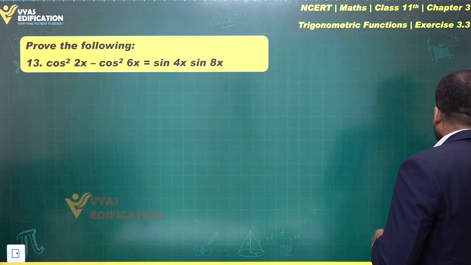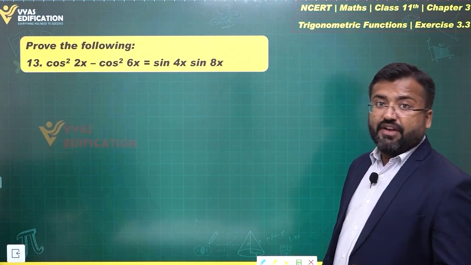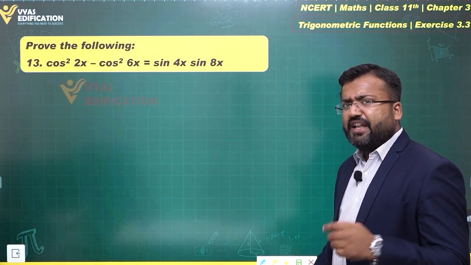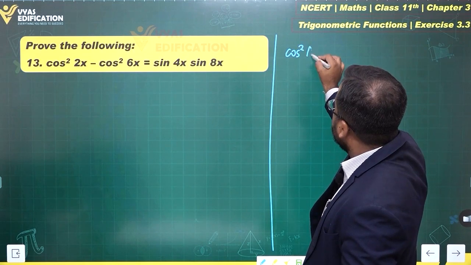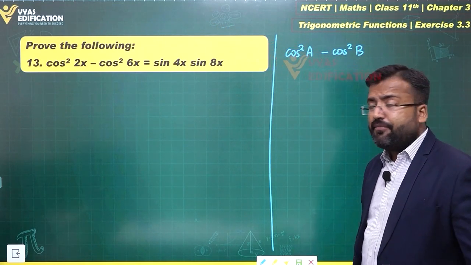Cos square a minus cos square b. Now this is a special identity which is actually not given in the NCERT, and if you want to hear it out, let me elaborate the identity in front of you. Let me write the identity. What we have over here is cos square a minus cos square b. This is the version that we have, right?